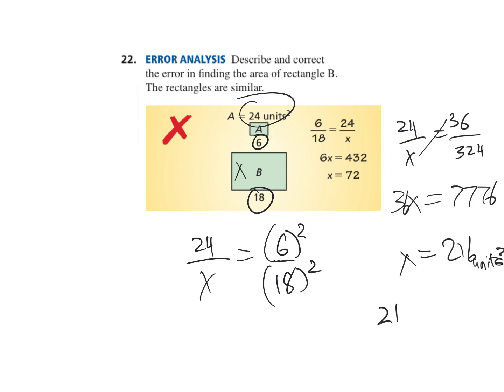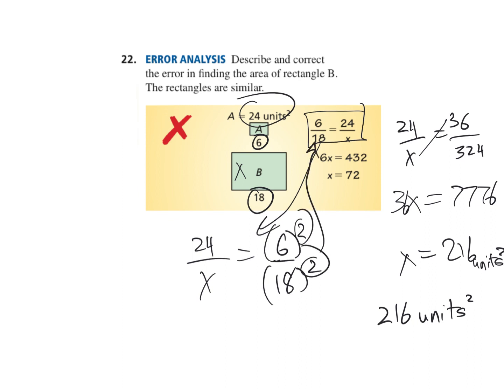Okay, let me write that a little bit nicer. Okay, so what did they do wrong? Here is their proportion. Does it match ours? Sure does, except they did not square their legs.